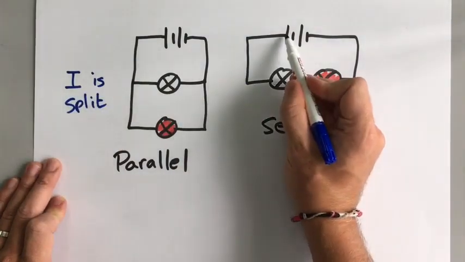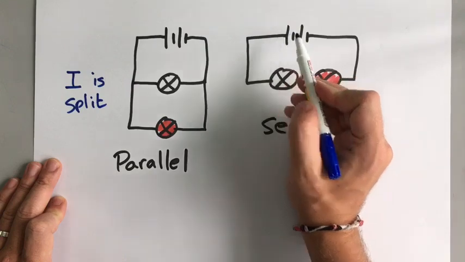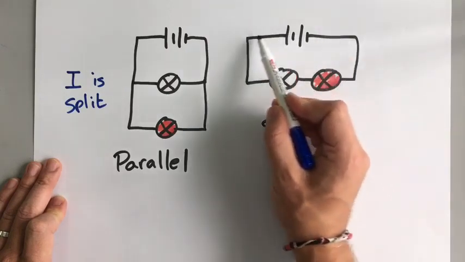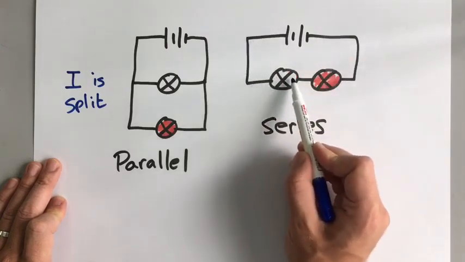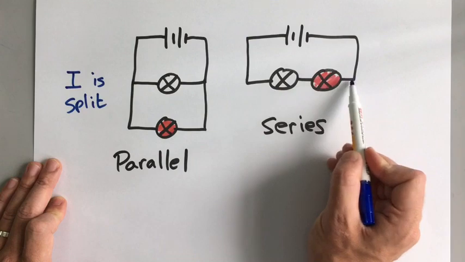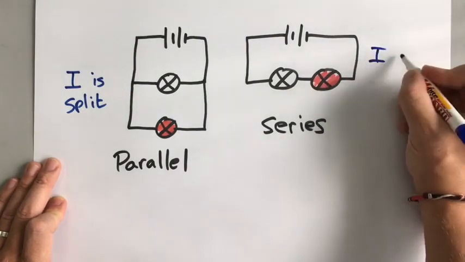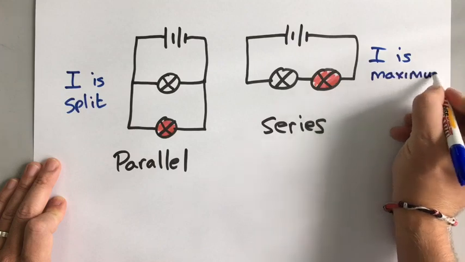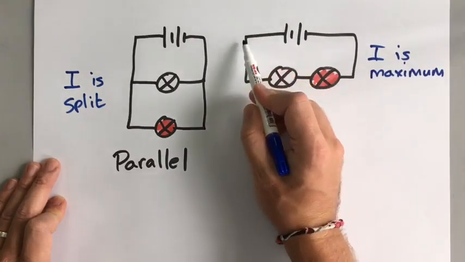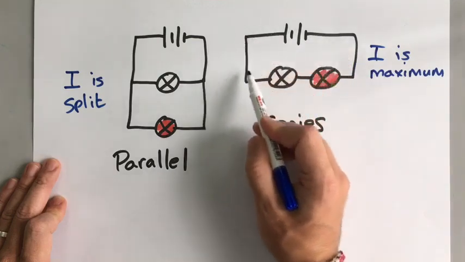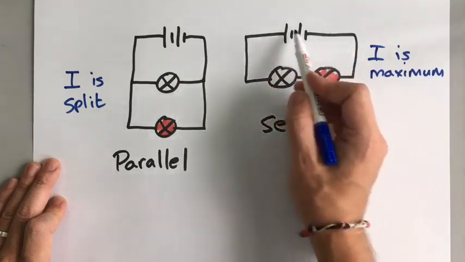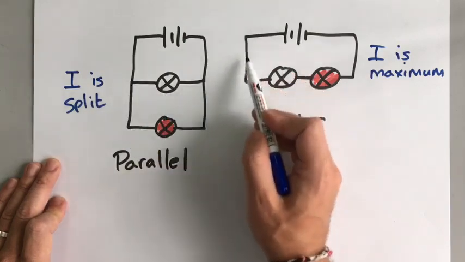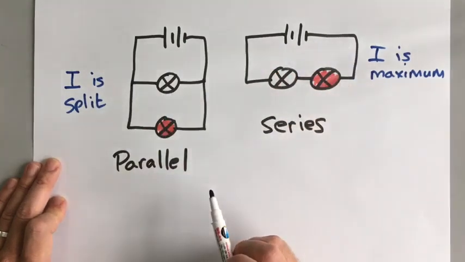Here, the current, the electrons, only have one way to go. They have to go all the way around this way. So however many electrons are coming through this one also have to flow through this one. So all of this has the same current, and the current is at maximum all the way around. Here, it's split into two, but here, the current is the same all the way around.